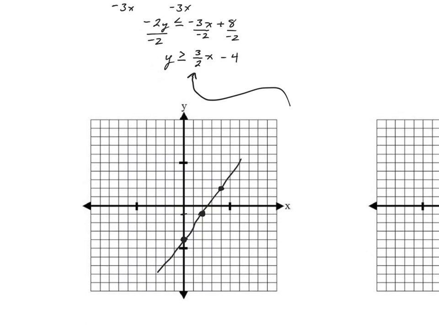Let me just make this a little bit straighter. Okay, so this is the line, because it's also equal to. Okay, so let me just show you something, just by way of an example. Let me take a point that's not in the shaded region. Let's go 6, -2.